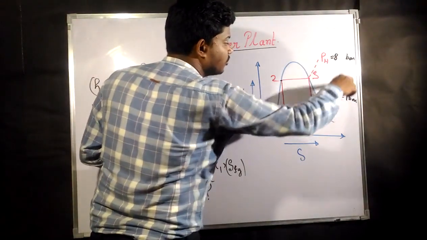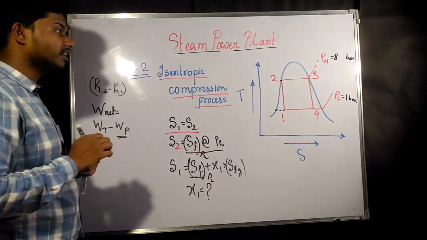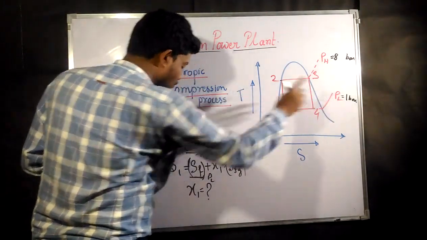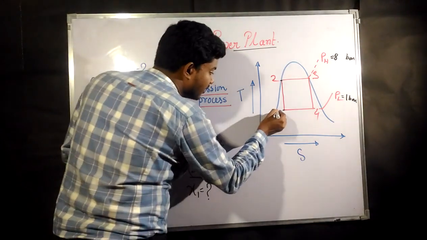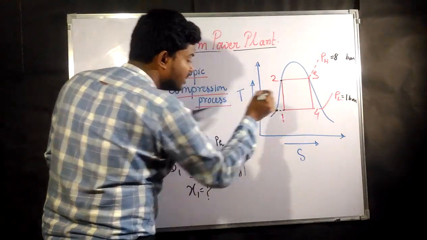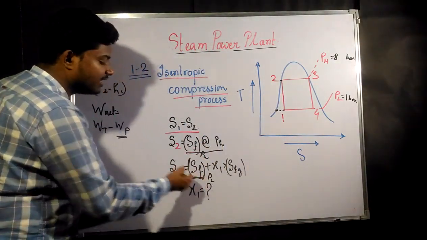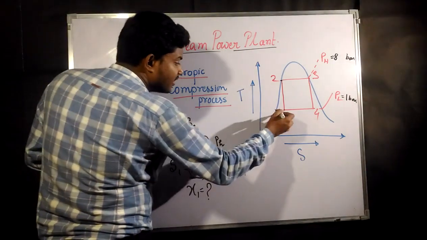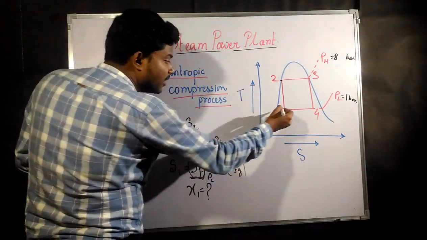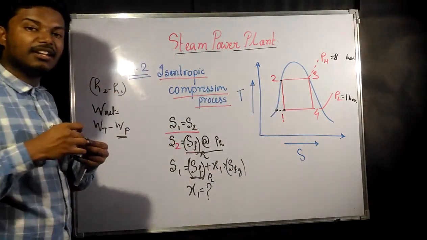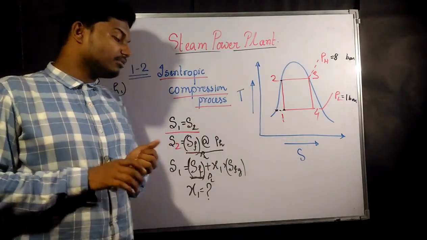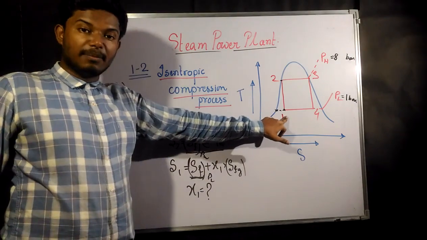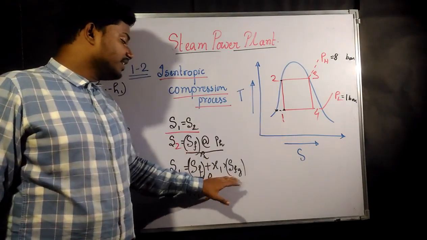It is not possible to compress from 1 bar to 800 bar, so 8 bar and 1 bar. At 1 bar, what is going to be the Sf value? That means at 1 bar at the fluid line, what is going to be the entropy value? Plus x1. x1 is nothing but the dryness fraction at this point. That means what percent of vapor is present among the combination of liquid and vapor. x1 into Sfg.